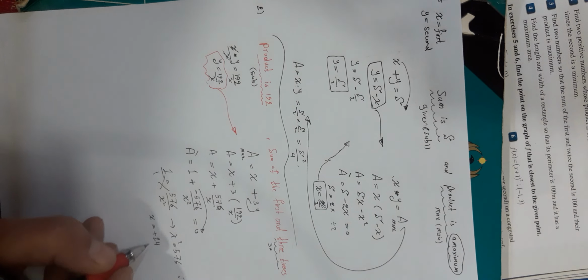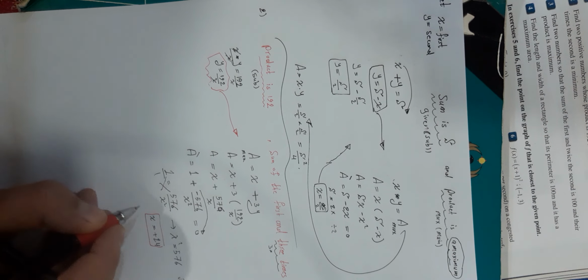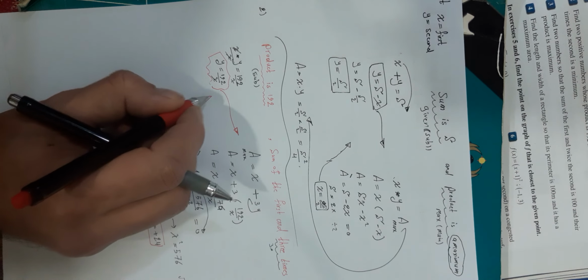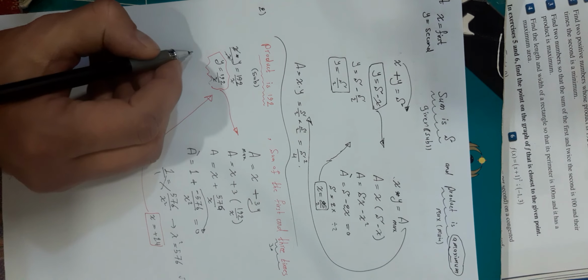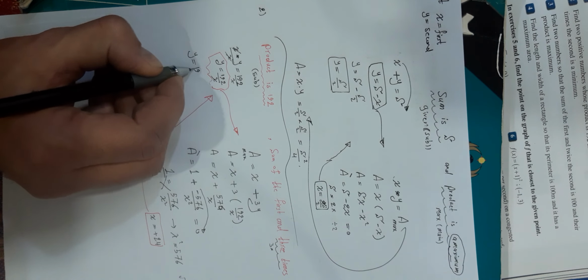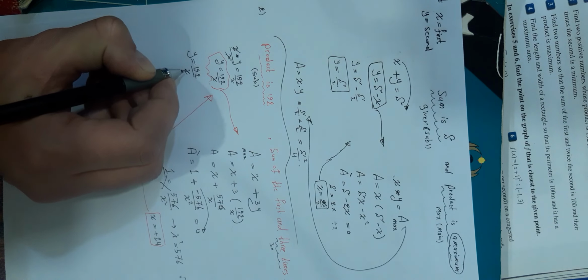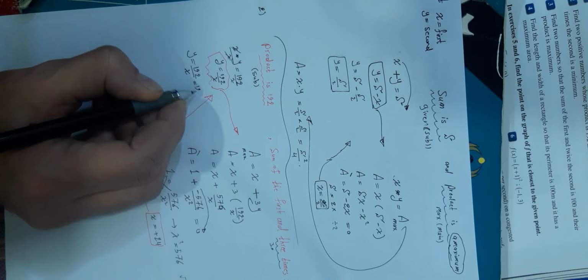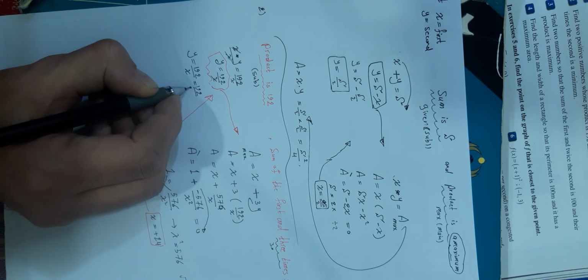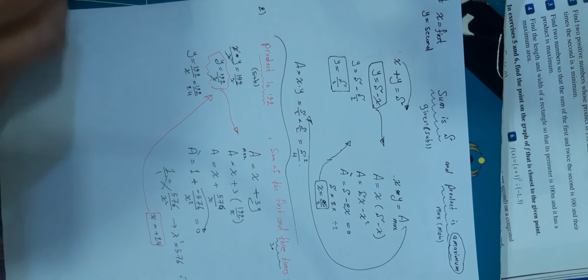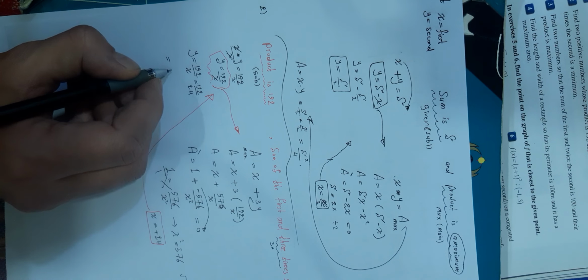So you can find the value of x. How can we find y? By putting it in the sub equation. So y is equal to 192 divided by x, meaning 192 divided by 24, so it is equal to 8.